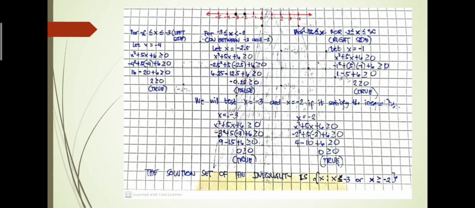Next is, we will plot the value in the number line. So, negative 3 and negative 2. So, yan. Diba, since the given is greater than or equal to, the circle in plotting the points is not hollow. So, dapat nakadark siya lahat. Walang hole sa gitna. So, dito tayo sa left side. Muna tayo, negative 3 dito sa left side.